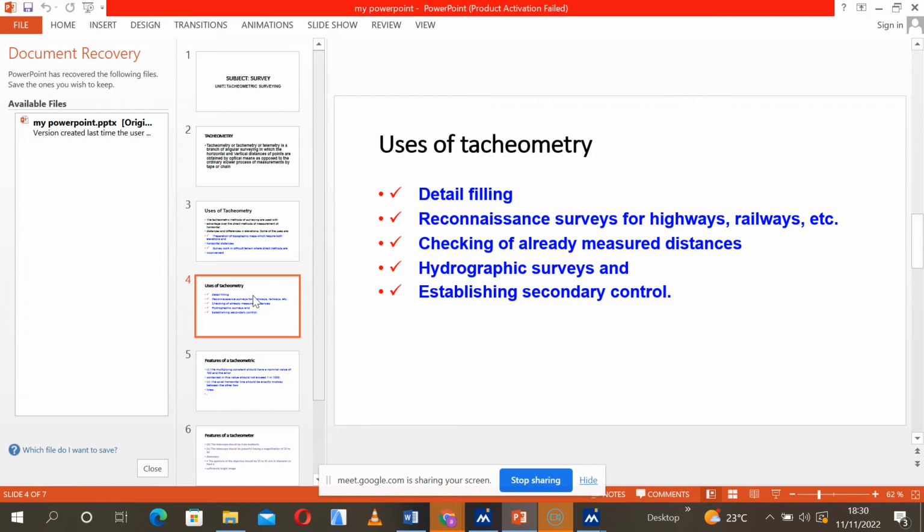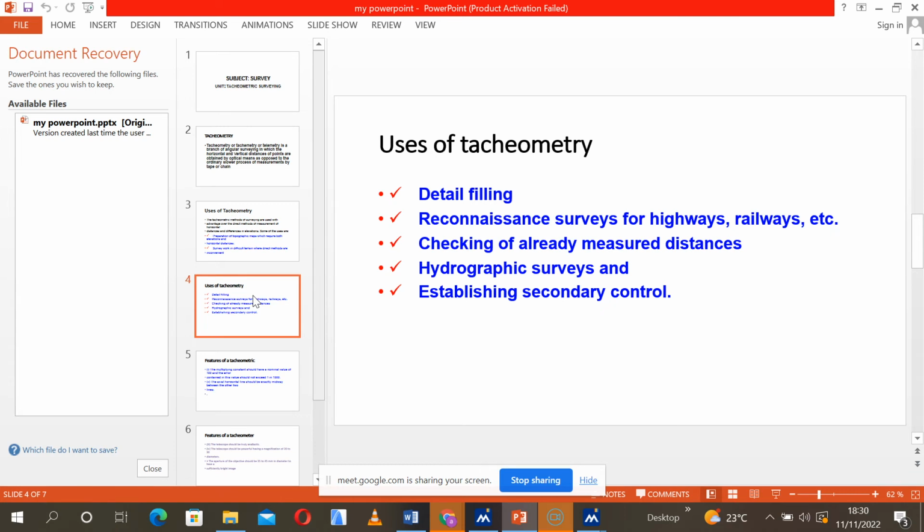The one you see on your screen are the features of a tacheometer. Who can read for us the first feature? Someone to read for us the first feature? Okay.